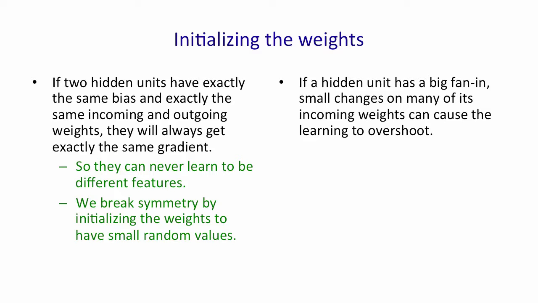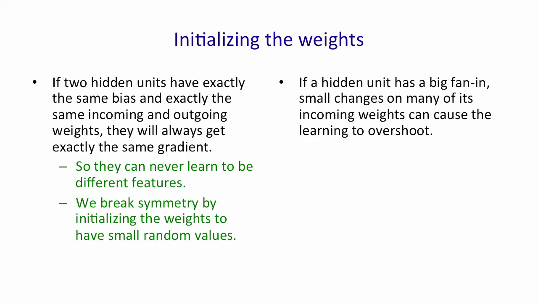If two hidden units have exactly the same weights and same biases, both incoming and outgoing, then they can never become different from one another because they will always get exactly the same gradient. So to allow them to learn different feature detectors, you need to start them off different from one another. We do this by using small random weights to initialize the weights. That breaks the symmetry.